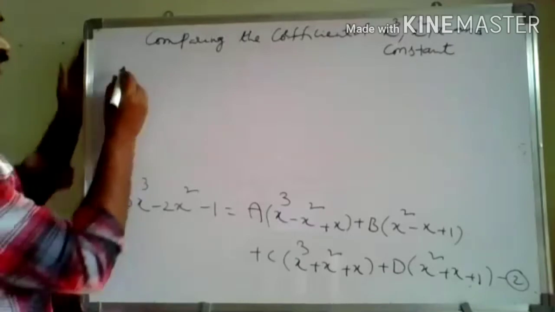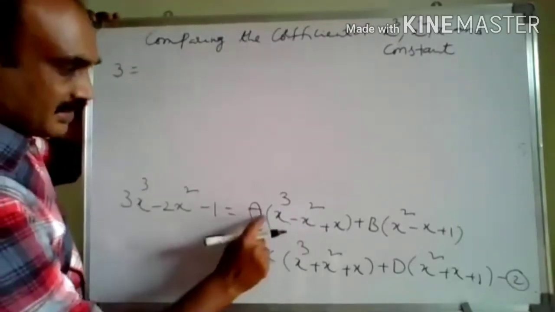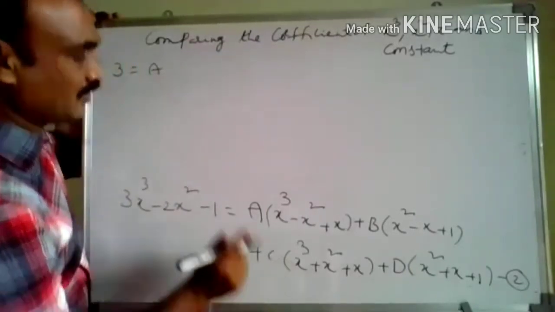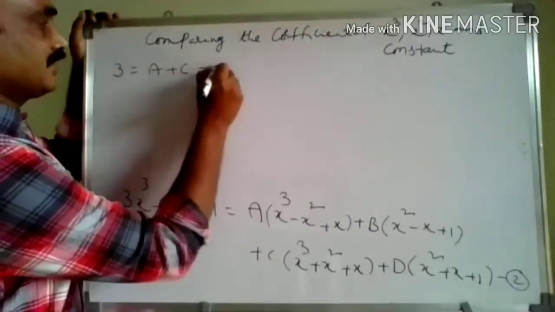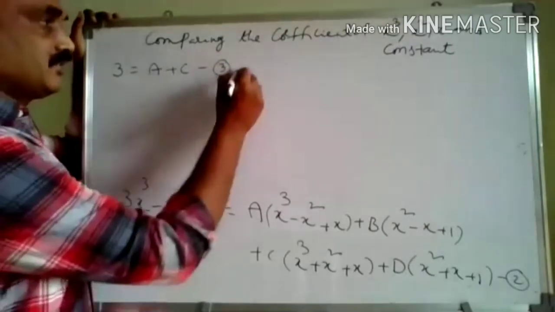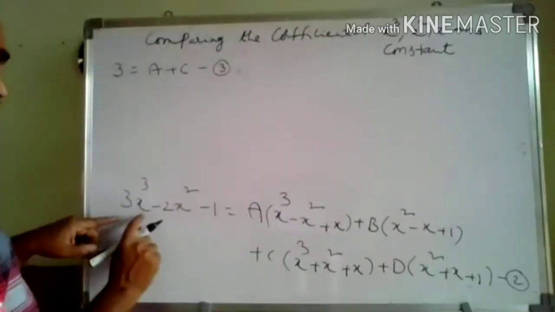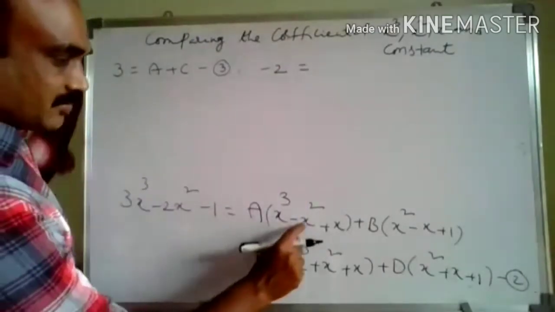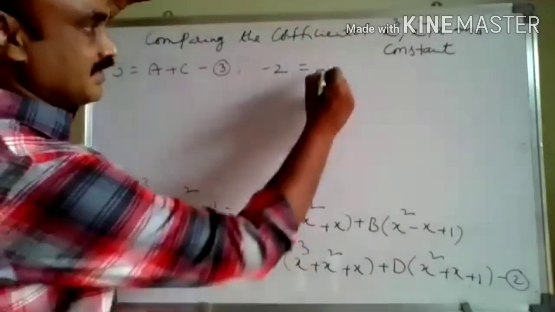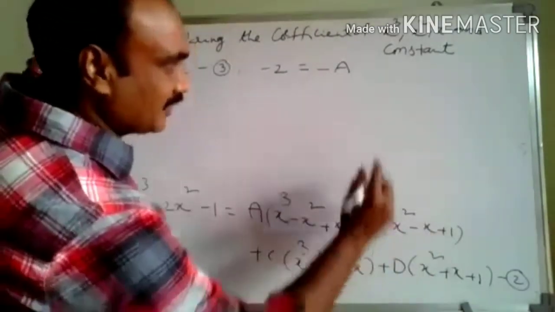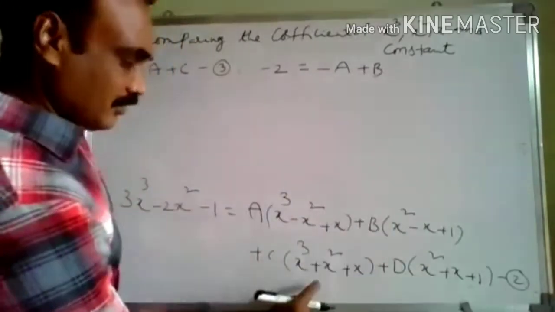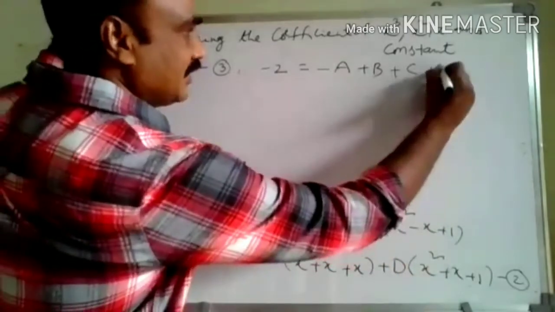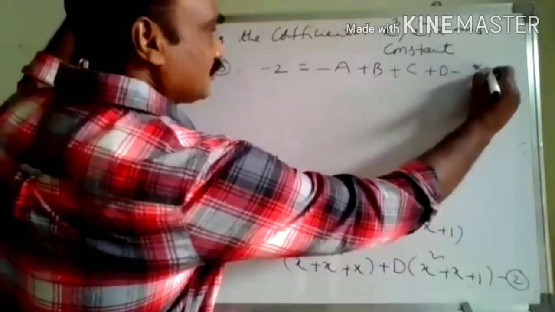The coefficient of x³ on the left is 3, and on the right side it is a from the first term and c from the second term. So 3 is equal to a + c. This is equation number 3. Next, comparing the coefficient of x². Here the x² coefficient is −2. So −2 is equal to −a + b + c + d. This is equation number 4.